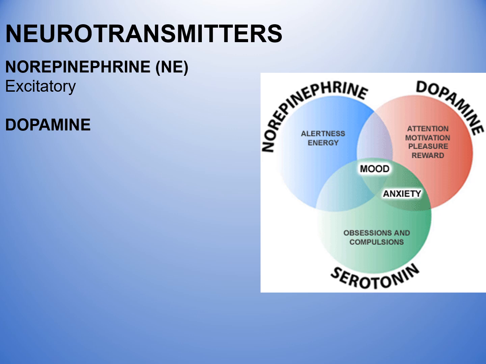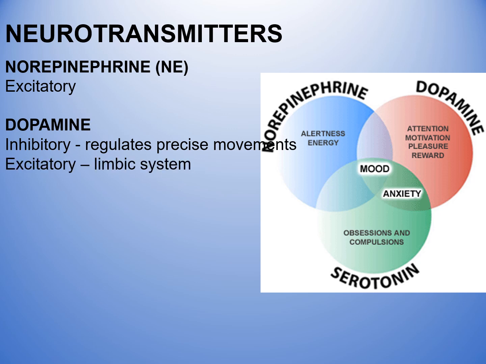Dopamine is more involved in your pleasure pathways, like in your hypothalamus: thirst, hunger, sex, addictive behaviors. Dopamine can be inhibitory. In fact, in your brain, it can regulate precise movements. So raise your hand. And you raised your hand very precisely. It didn't knock over to the other side. That's because when you were done raising your hand, dopamine inhibited that signal from your brain. People with Parkinson's have a lack of dopamine, which is why they have jerky movements.